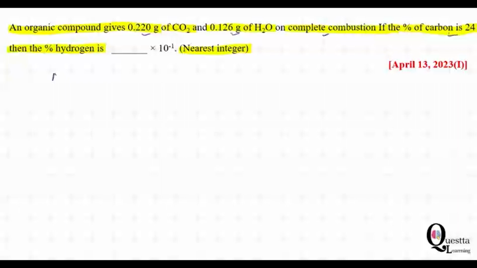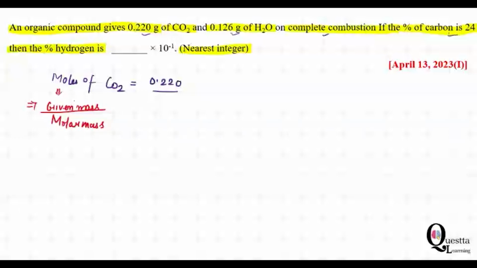So first you have to find the moles of CO2. How will you find the moles? Let us write the moles formula. Moles you can find by the formula: whatever the given mass, keep it in the numerator and divide it by the molar mass. The molar mass of CO2 is 44 gram per mole, so it comes out to be 1 upon 200.